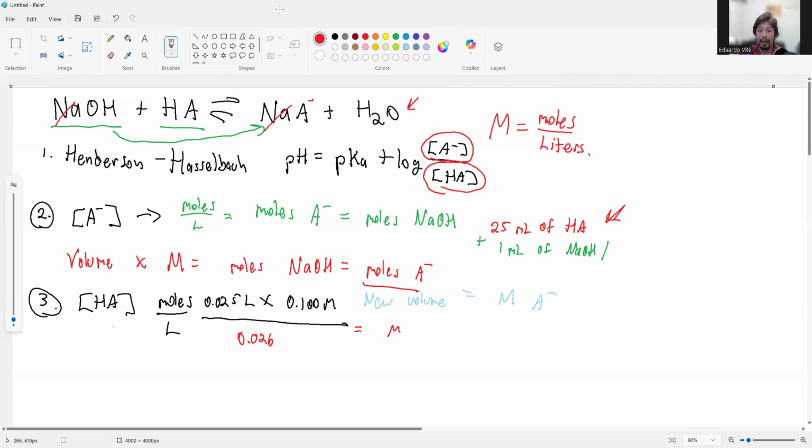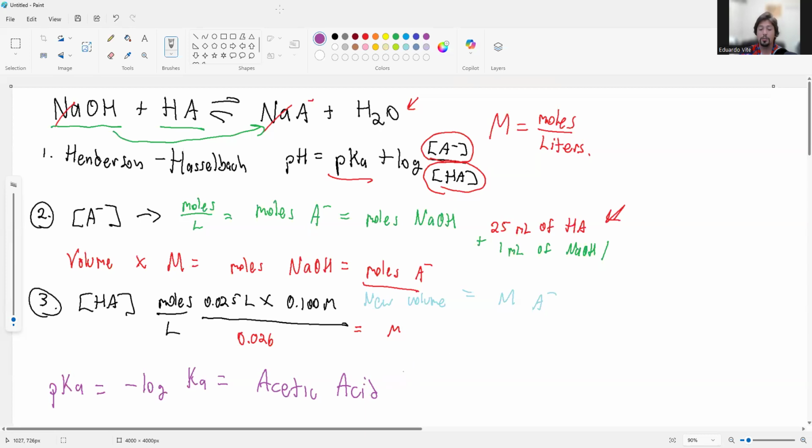Once we have all of that, well, we know the log of A minus over HA. You're going to plug into Excel the logarithm of A minus divided by HA, the concentrations, right? The pKa value, well, remember that your pKa is equal to your negative log of Ka. So again, using acetic acid as an example, you're going to have to do it with everything else. And all of these are formulas you can plug into Excel, by the way. I'm just showing you the math on how to do it.